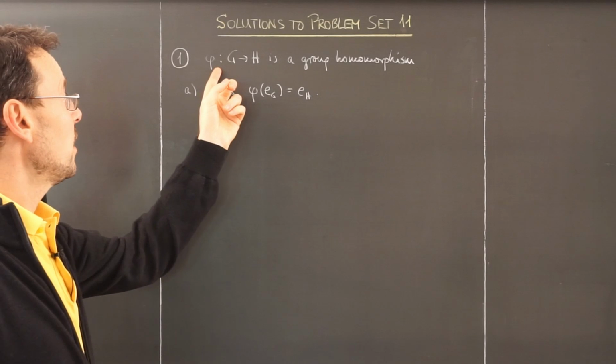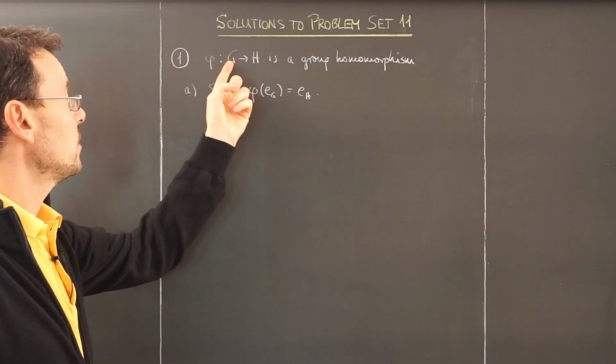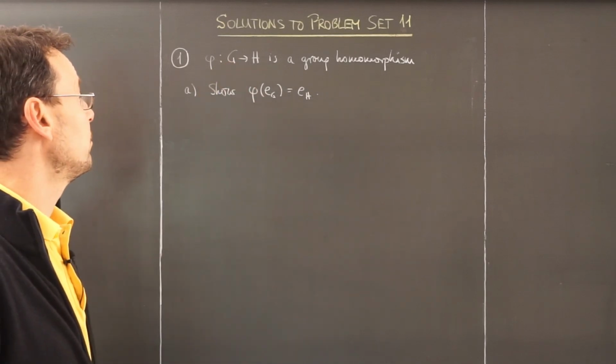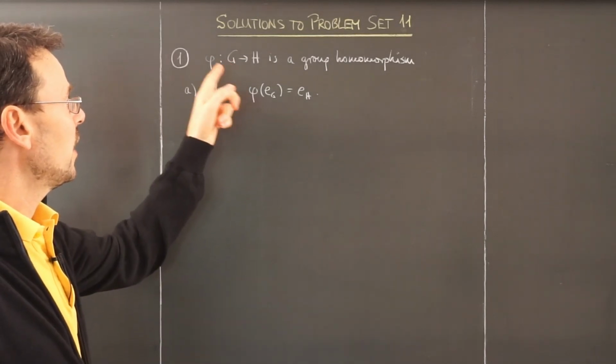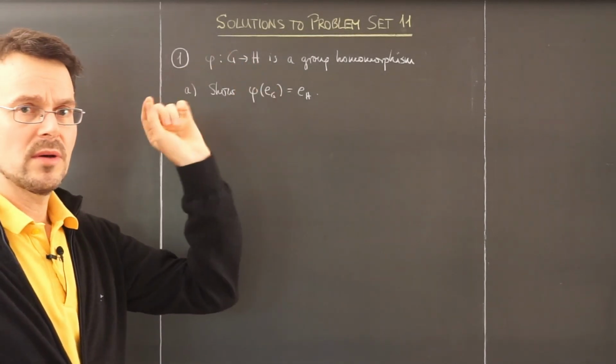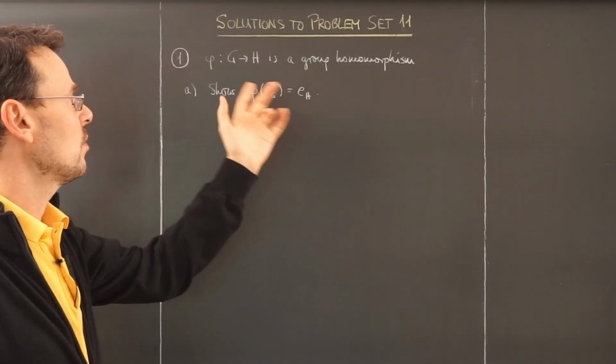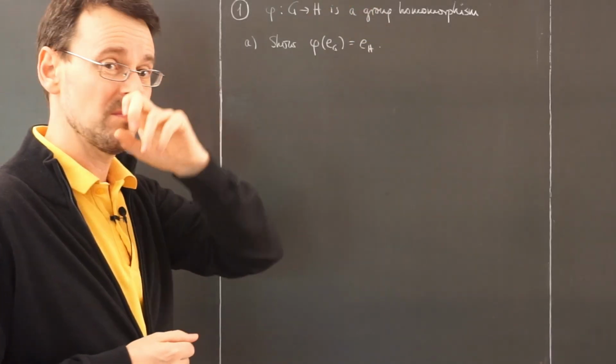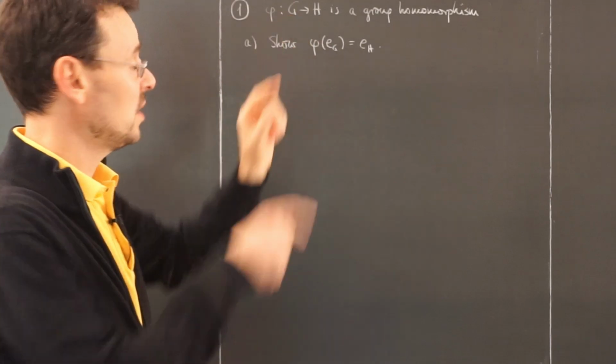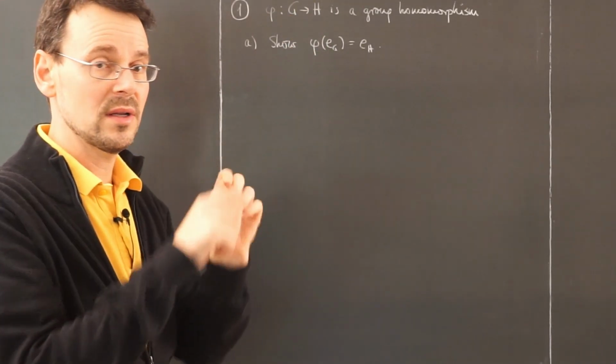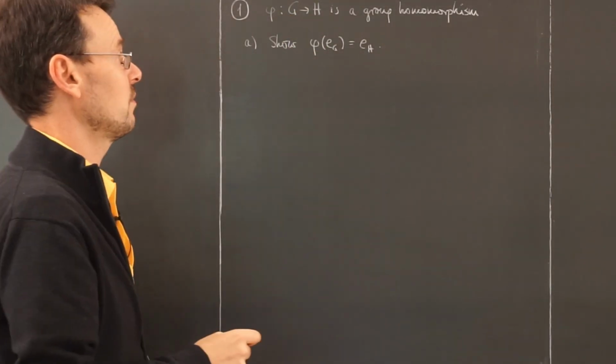So, phi is a homomorphism from G to H, and I do not use different symbols for the operations in G and H anymore. In the video from lesson 11 we used G in a circle and H in a little heart, so here I only use a dot for both groups.